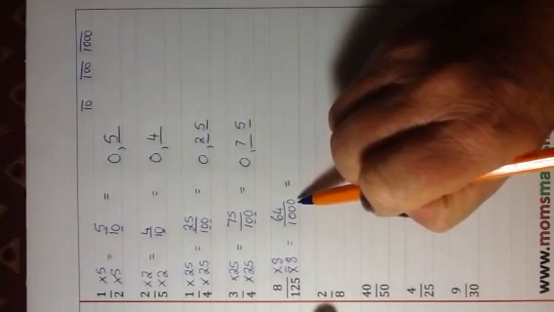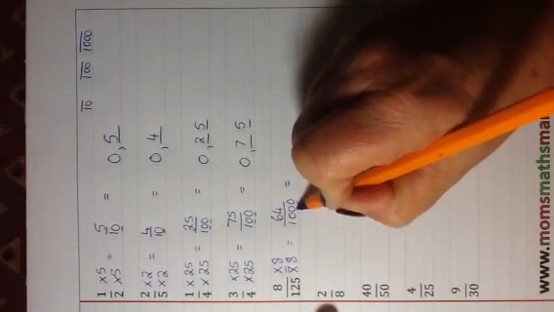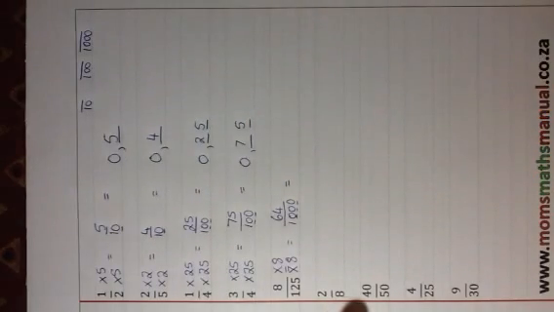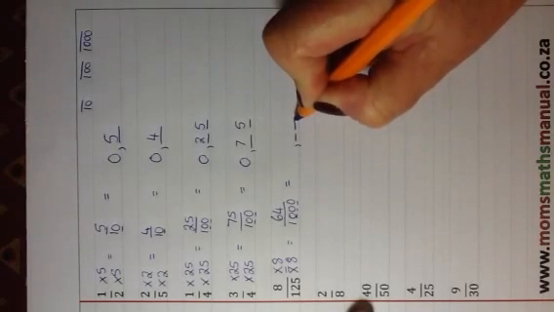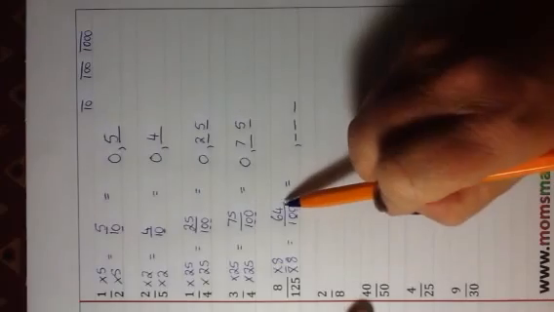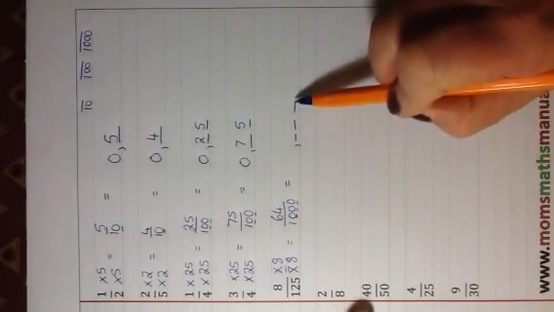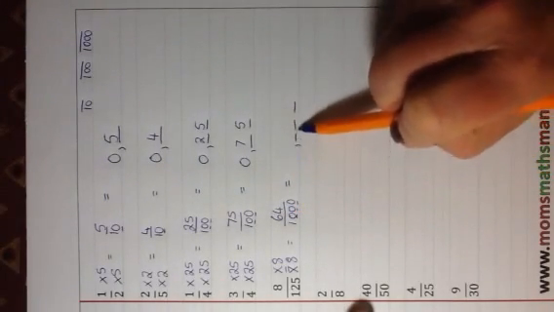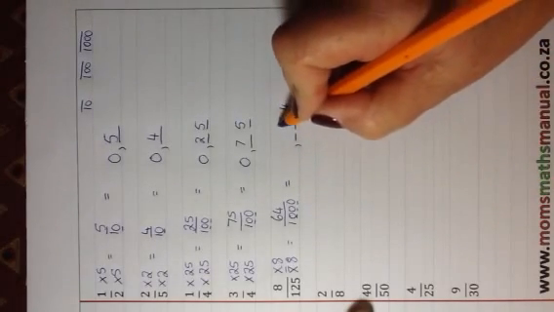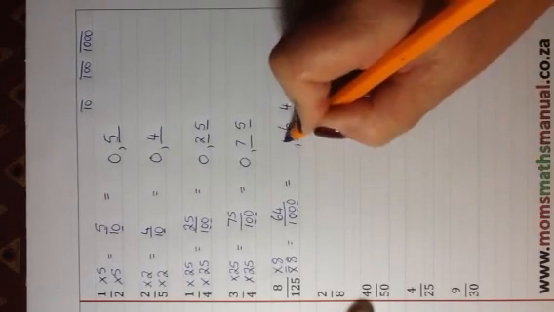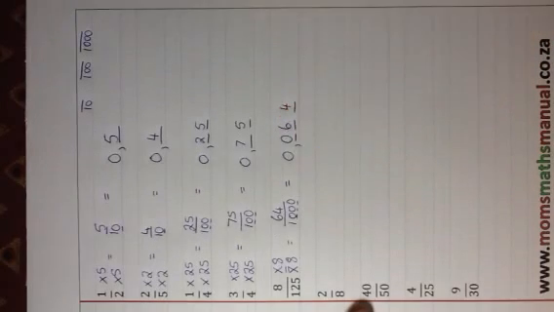Once again, I'm using the pattern. I count the number of zeros. There are 3 of them, so I go comma, dash, dash, dash. My numerator 64 must fill up the 3 places behind the comma, putting the 4 in the last place, the 6 and the 0. 0, 0, 6, 4 is my answer.